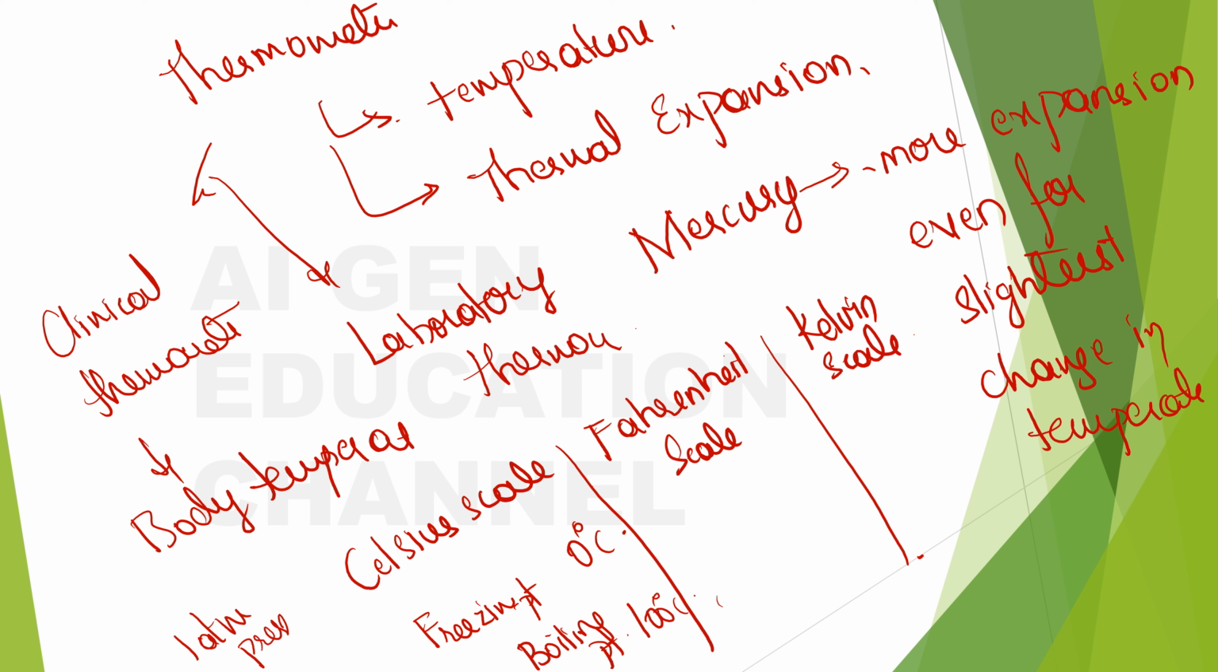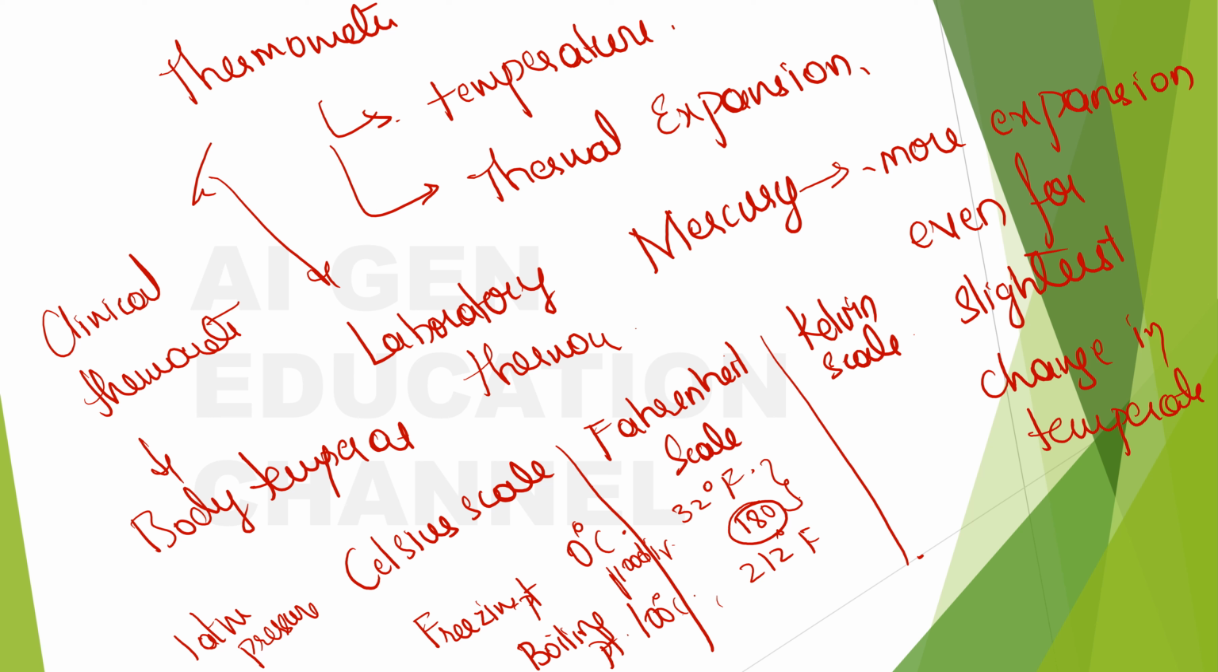So at 1 atmospheric pressure in the Celsius scale, the freezing point would be at 0 degrees centigrade and the boiling point would be at 100 degrees centigrade. So you can see there are 100 divisions between 0 and 100 degrees centigrade. And how about the Fahrenheit scale? In the Fahrenheit scale, the freezing point is 32 degrees Fahrenheit and the boiling point is 212 degrees Fahrenheit. So how much difference? 180. So you can find 180 divisions between the freezing point and boiling point in the Fahrenheit scale.